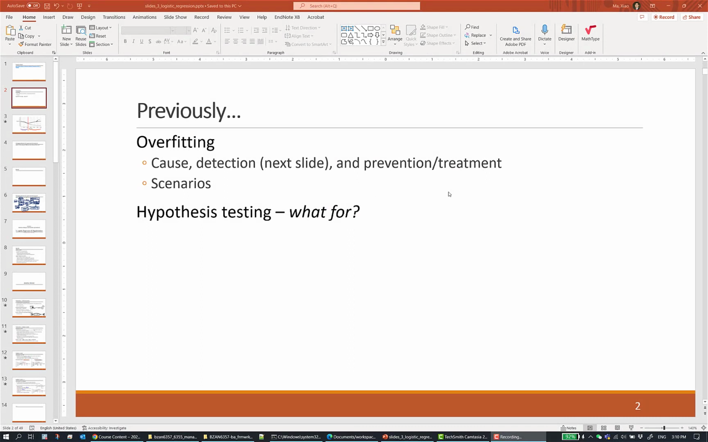Recall that in recent weeks, we talked about overfitting in the context of predictive analytics. We talked about the cause for overfitting. We talked about how to detect overfitting, or what is the most effective mechanism or structure by which you can observe and detect overfitting, which I will show in the next slide. And we also talked about some prevention or treatment mechanisms. Prevention or treatment mechanism is only relevant to the Frameworks and Methods course. And also for that course only, we talked about hypothesis testing and the use case for that in the context of overfitting.